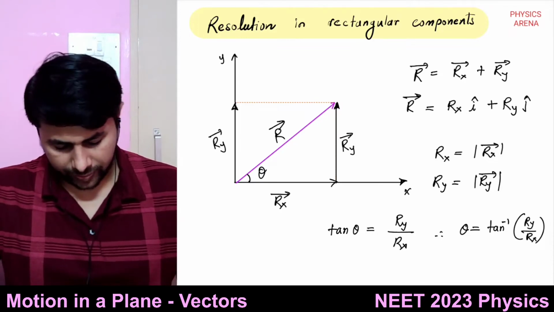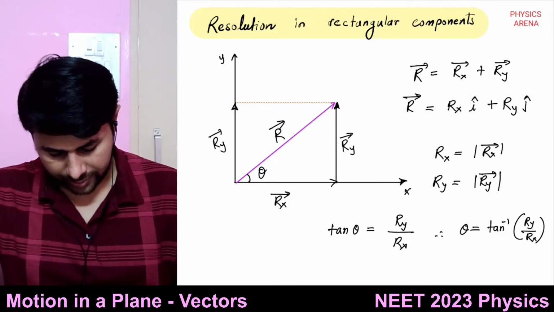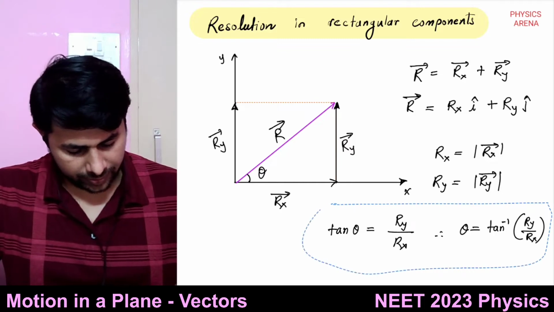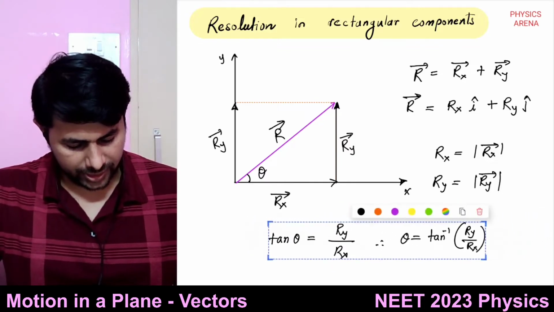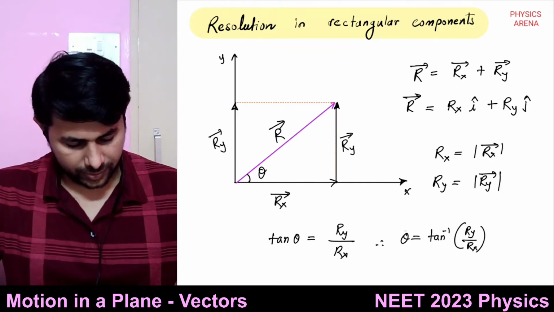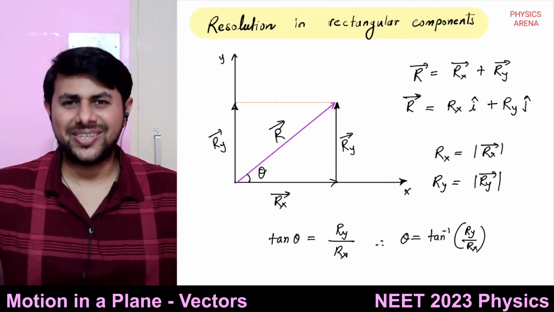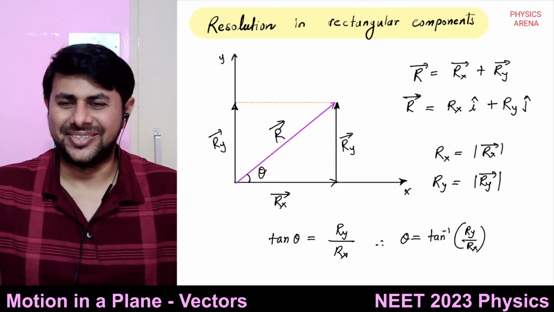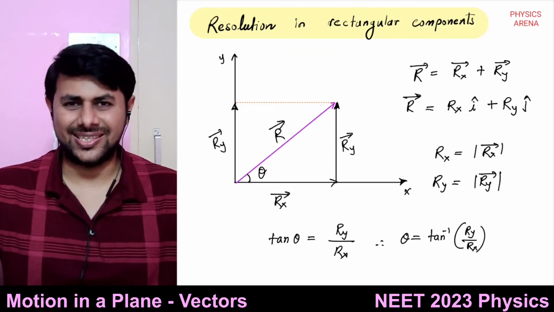Okay, so all right. So this is clear? Yes, sir. I said anti-function. It is called an inverse function, right? Anyway, so this thing is clear, right?